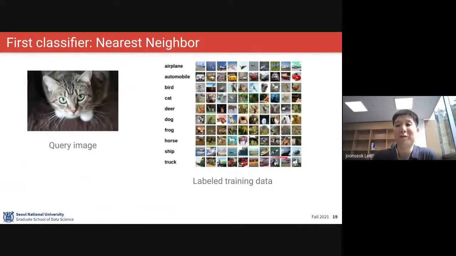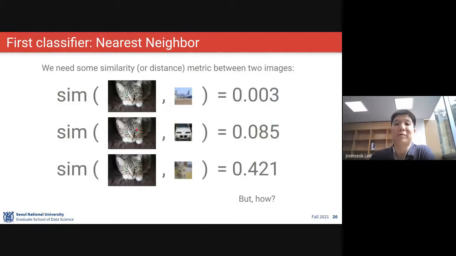But for machines, what we need is comparing all the images. Given this query image, we need to compute the similarity or distance between the query image and all the images in the training data. Suppose we have some similarity function like this, it may output some similarity scores like this. We have the highest similarity score for this particular image, and we know that this is labeled as a cat. We output cat. But how? What should be the similarity function? We don't have that yet. So it's not trivial to compute the similarity between two images, right?